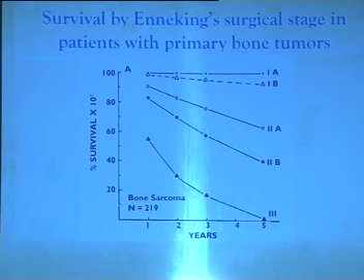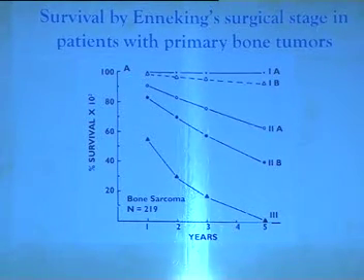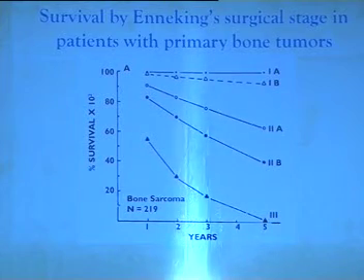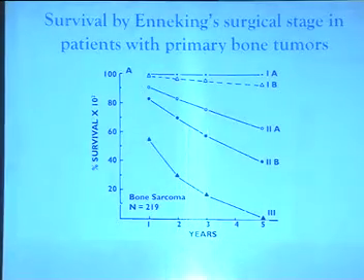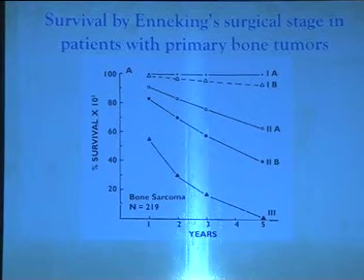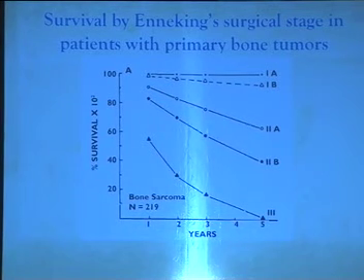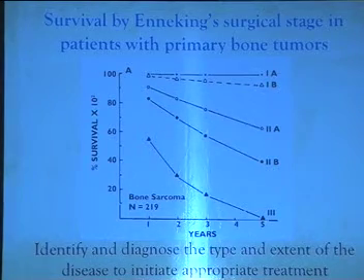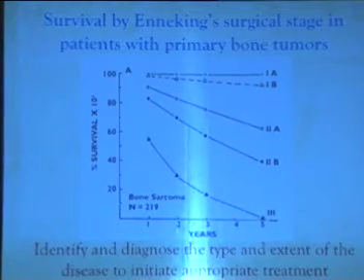So why do we need it? If you look at this graph, which very nicely demonstrates the survival patterns of the patients who have been treated with multimodality therapies, and these have been stratified according to Enneking's surgical staging, you can see very carefully that the tumors which had certain specific stages did much better than the tumors which had different staging. So this helps us see that we need to identify and diagnose these types of tumors very precisely.